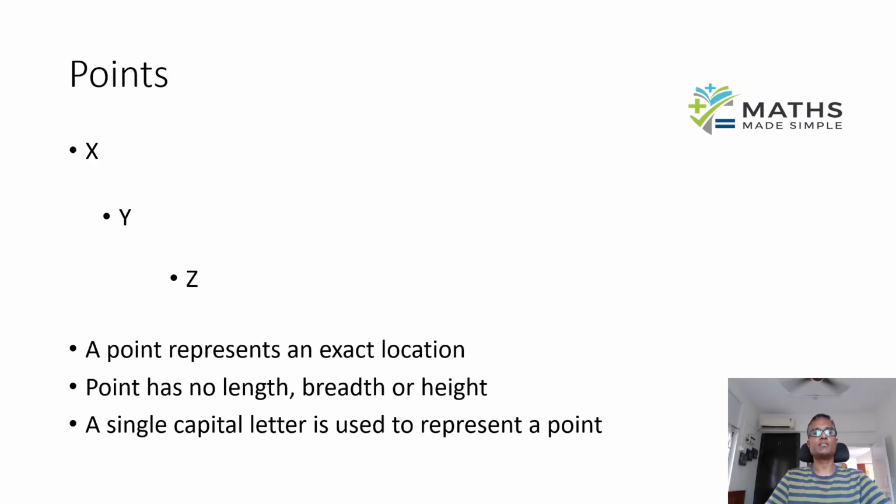Now, a point represents an exact location. It has no length, breadth, or height, and usually a single capital letter is used to represent a point. Here you can see the 3 points marked and denoted by X, Y, and Z.